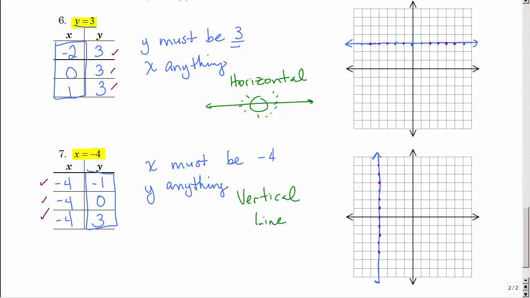And so it's going to keep coming back lesson after lesson. A horizontal line looks like this. And a vertical line looks like this. When I say looks like, it means horizontal only has a y and vertical only has an x. Start memorizing that.